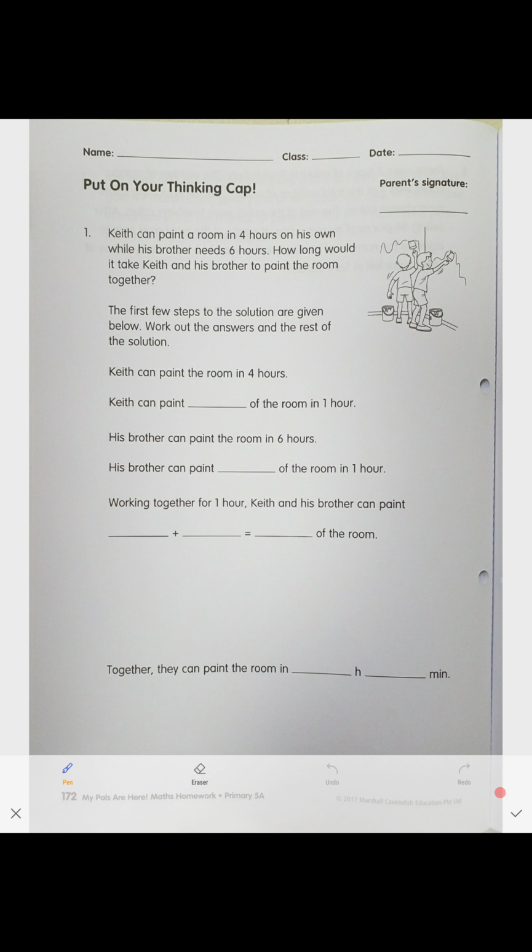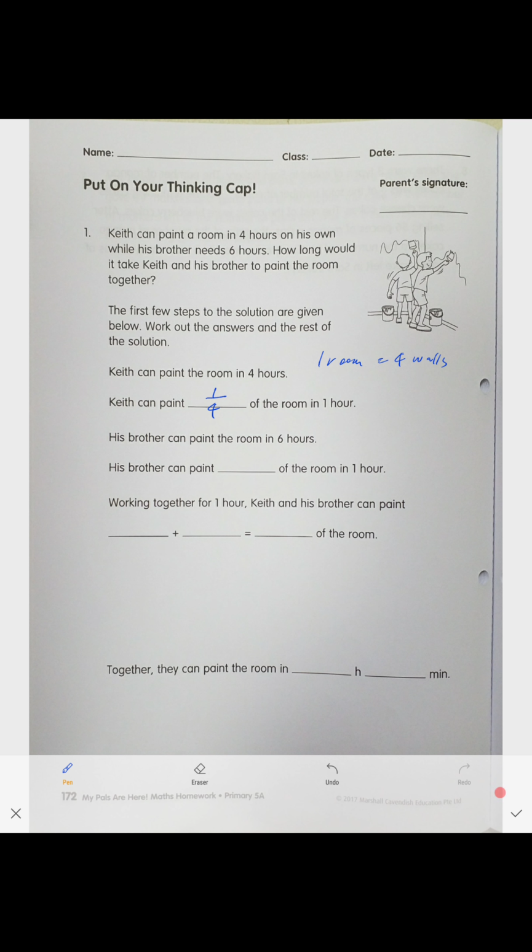Okay, so easy. Keith can paint the room in 4 hours. Alright, so imagine, for example, one room has 4 walls, right? So he spends 1 hour for 1 wall, for example. So how much of the room can Keith paint in 1 hour? He can paint only one wall out of 4, right? 1 out of 4, 1/4 of the room in 1 hour.